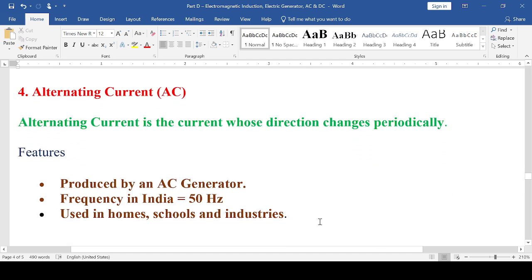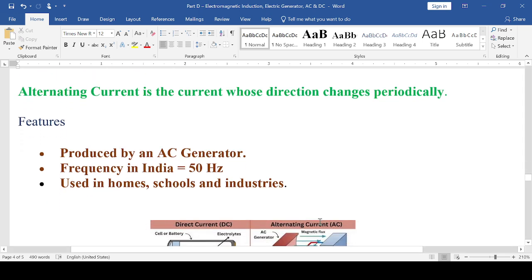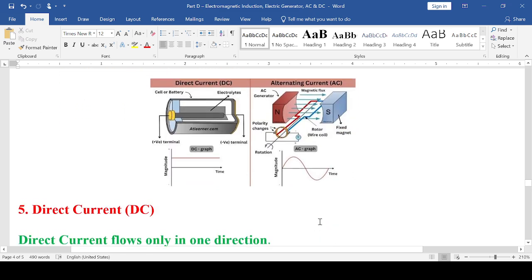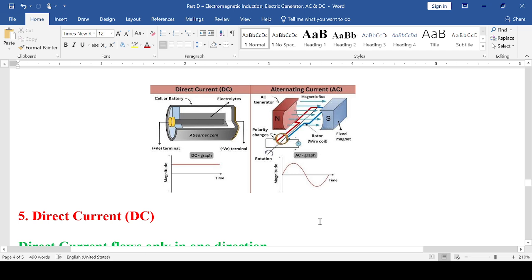AC is for alternating current. Alternating current is a current whose direction changes periodically. According to the time, the current direction will change. So it will be produced by an AC generator. Frequency here in India will be 50 Hertz, where it is used in homes, schools and industries. The DC and AC images.